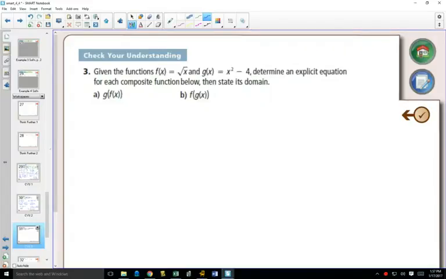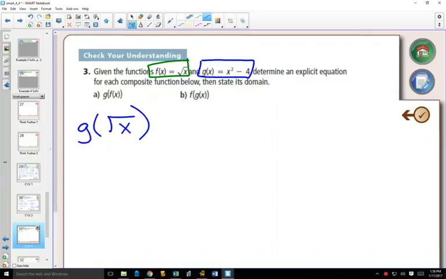Again, here are our functions. I'll put a blue box around g of x and a green one around f of x. We want to find the explicit equation and state the domain again. So g of f of x. Well, f of x is the square root of x. And g of x says whatever you put in gets squared, and then you subtract 4. So it will be square root of x squared, subtract 4.